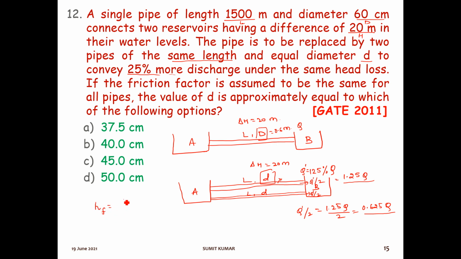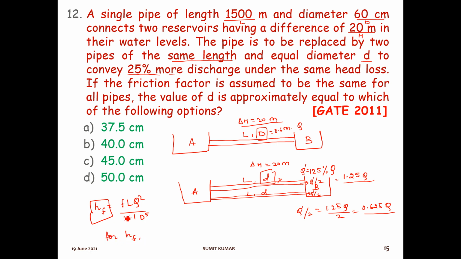That is hf equal to f L Q square by 12.1 d to the power 5. Here we can see that this hf is the head loss, and we know the head loss is 20 meter.